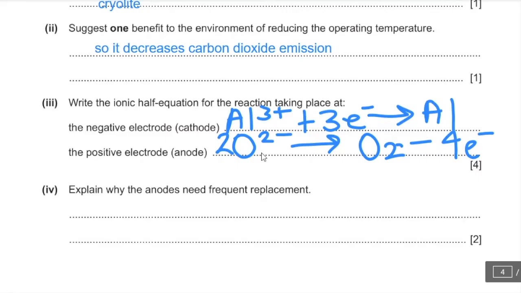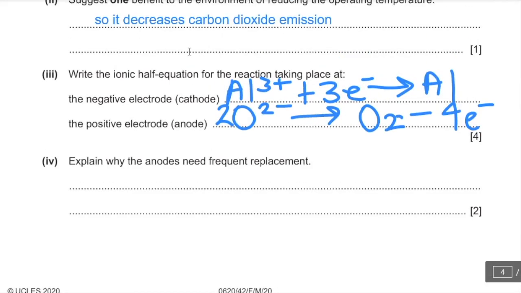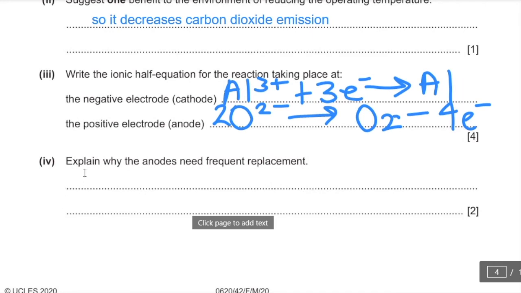Or explain why the anodes need frequent replacement. That's because the anodes are basically made from graphite, another form of carbon. They react with the oxygen which forms at the anodes, forming carbon dioxide, and this dissolves the anode. And that is the reason they have to be replaced.